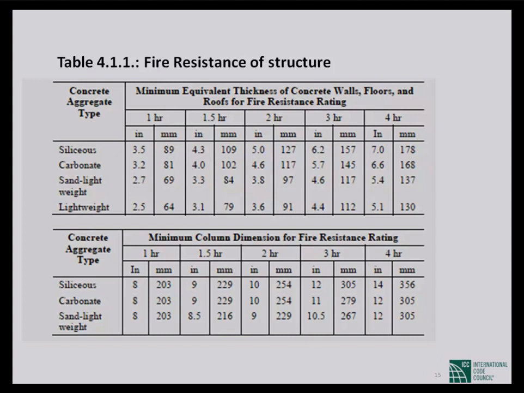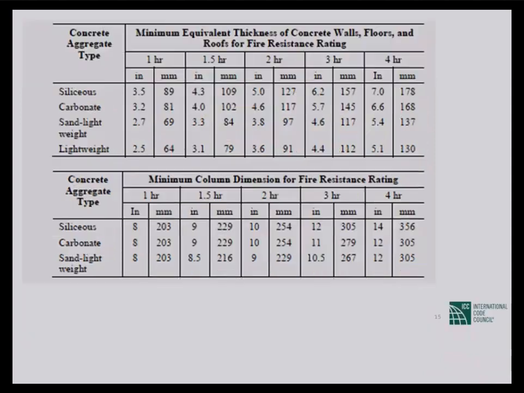If you see the table, you can see the different type of concrete element and their composition and their fire rating, the thickness of the element and the corresponding fire rating. So you can see if it is 4 hour, about 7 inch to 5 inch the thickness, and for 1 hour its variation is 3.5 inch to 2.5 inch. This is for concrete aggregate, and gradually you can see the other elements also.